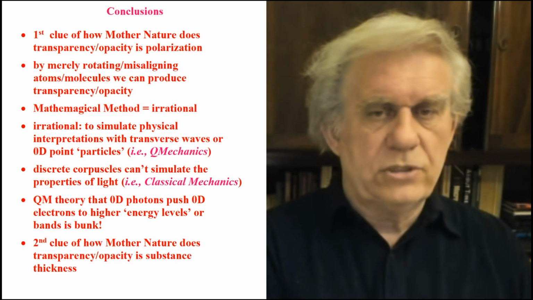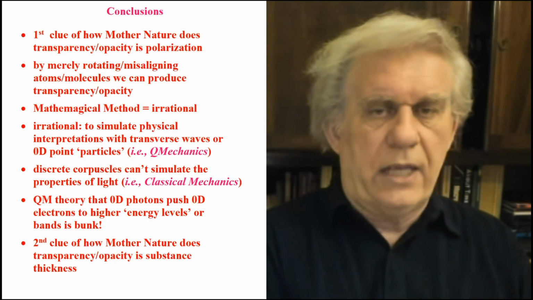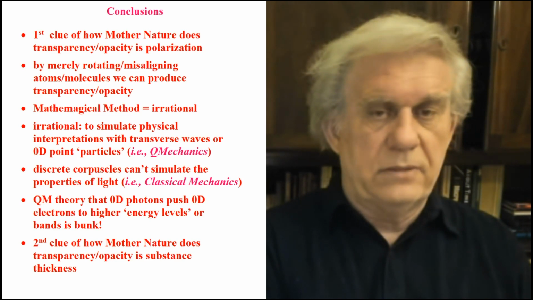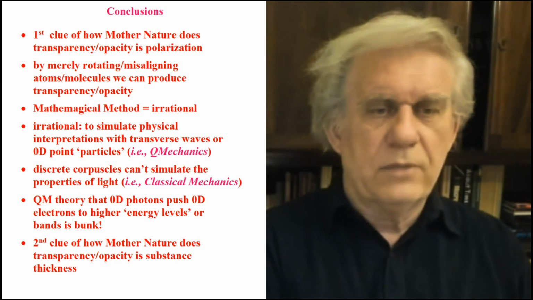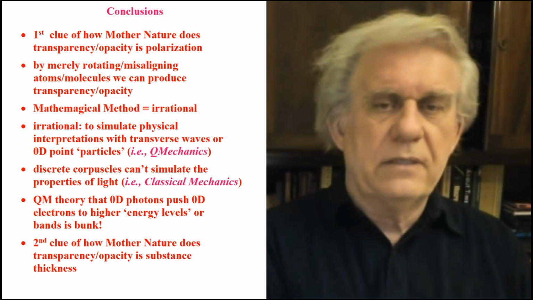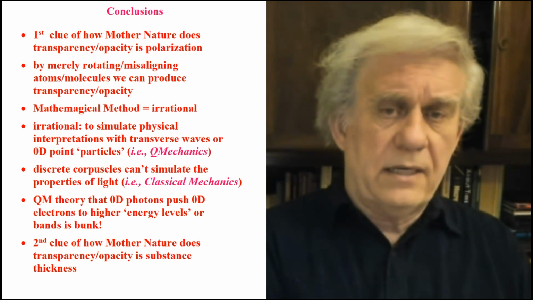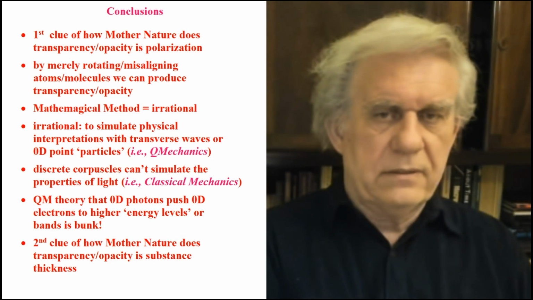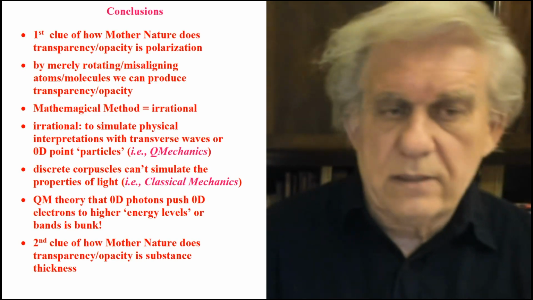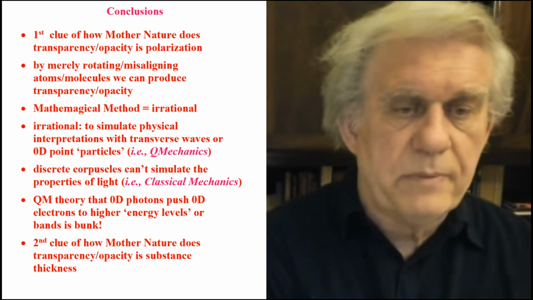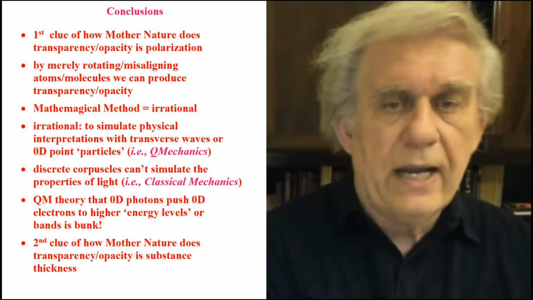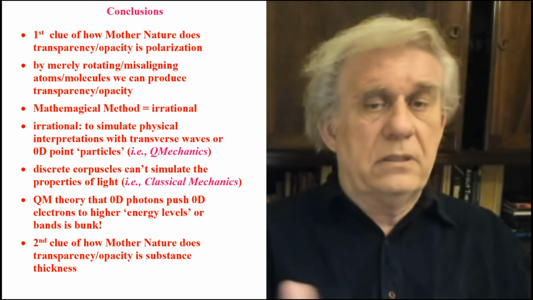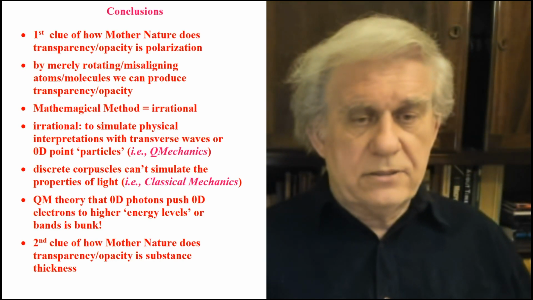All we have to do is put more layers of whatever substance, and we show that it's got nothing to do with it, in those cases at least. Again, we're explaining the second installment here. In those experiments, those situations, you cannot explain with this absorption of a photon by an electron. And so that's the second clue of Mother Nature, that she does transparency and opacity by changing the thickness. Okay, so that's the installment for today.